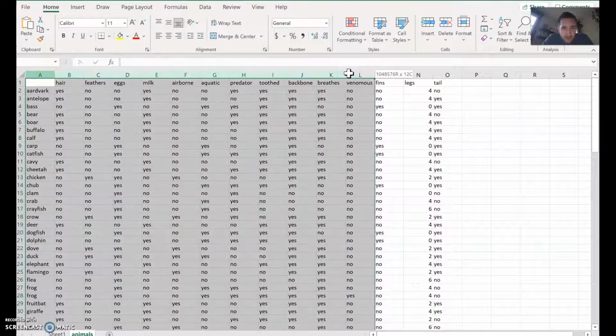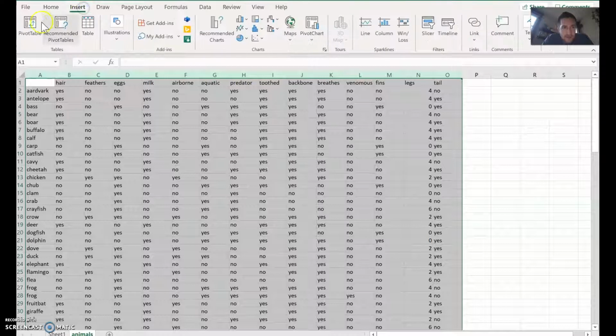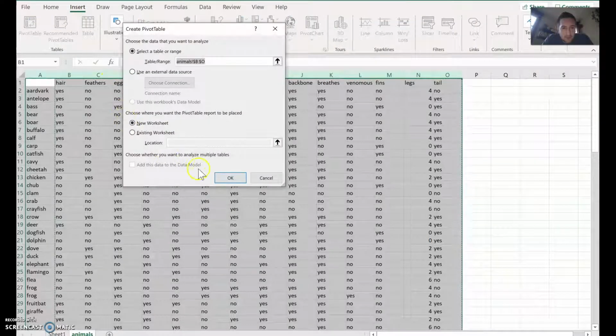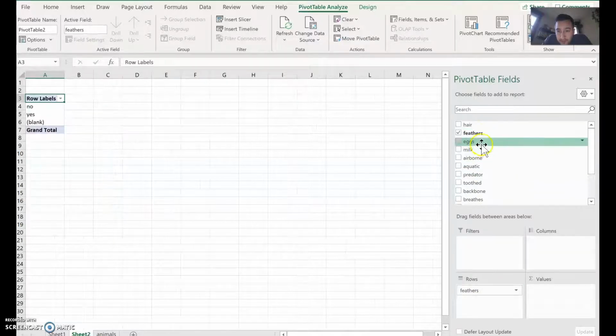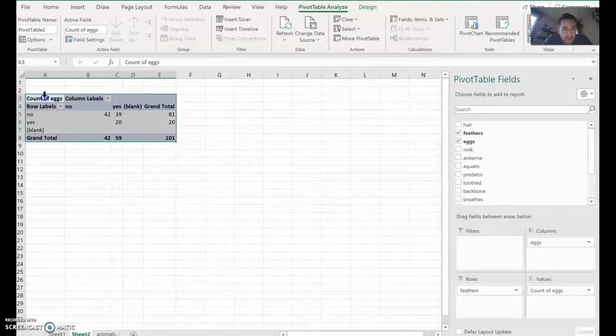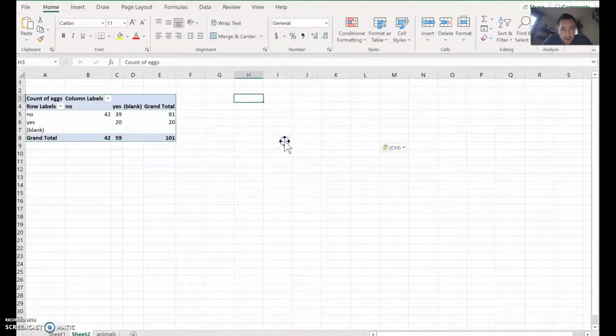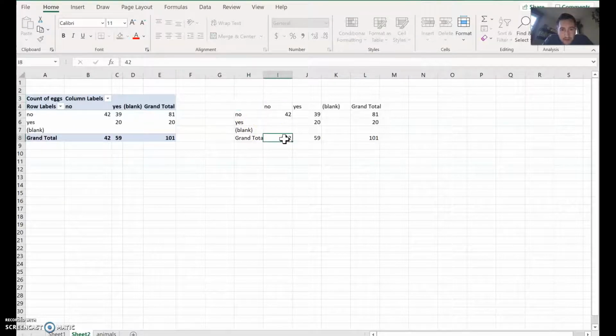Just a refresher. If I wanted to make a quick pie chart, highlight your data, insert pivot table. Let's do new worksheet. There's all my categories. You have to decide what you want. I'll just do something about animals that have feathers and whether or not they lay eggs. Don't use this. This is garbage. You need to copy this and paste it here so that you can clean it up a little bit, like this. And look, it just says yes, no, yes, no. How am I supposed to know what's what?